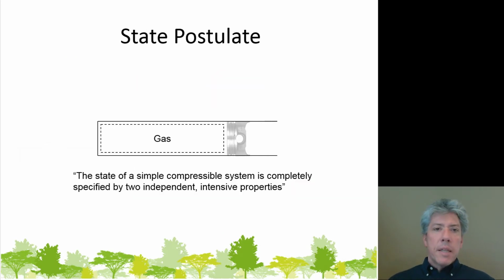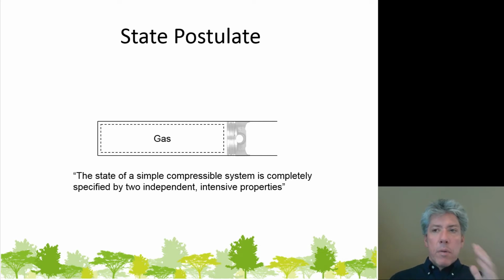So finally, we can define the state postulate. It is this: the state of a simple compressible system is completely specified by two independent intensive properties. Now, remember before I said specific properties? Well, specific properties are properties that are also intensive. They do not depend on the extent of the system. So another name for specific properties is intensive properties. Okay, so if we have two independent properties, say pressure and temperature, well then we can know everything else we want to know about the fluid, as long as it's a simple compressible fluid.